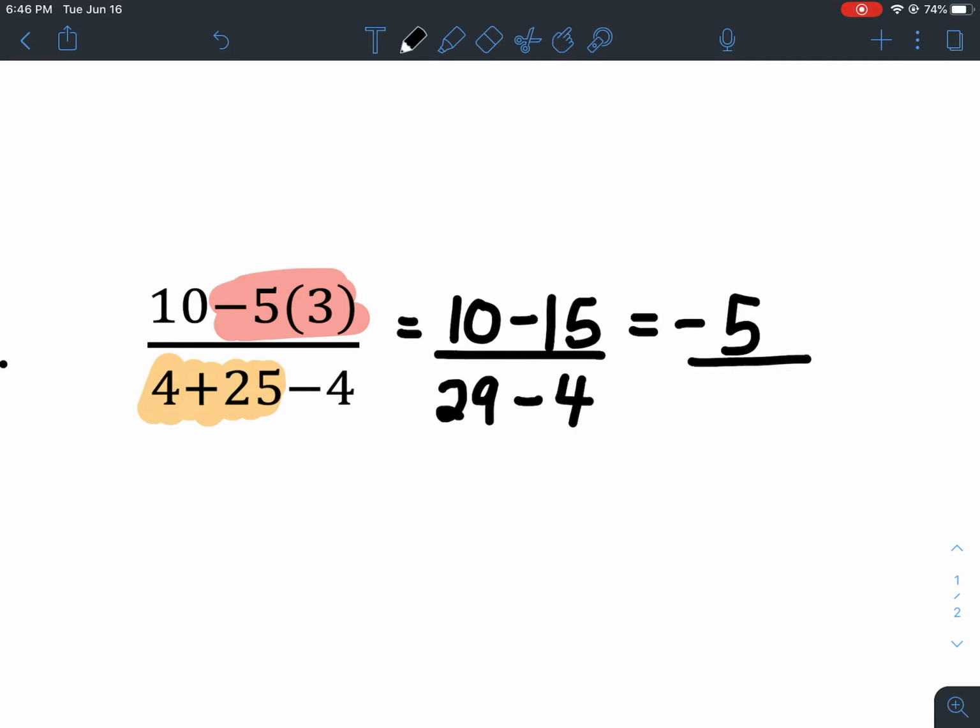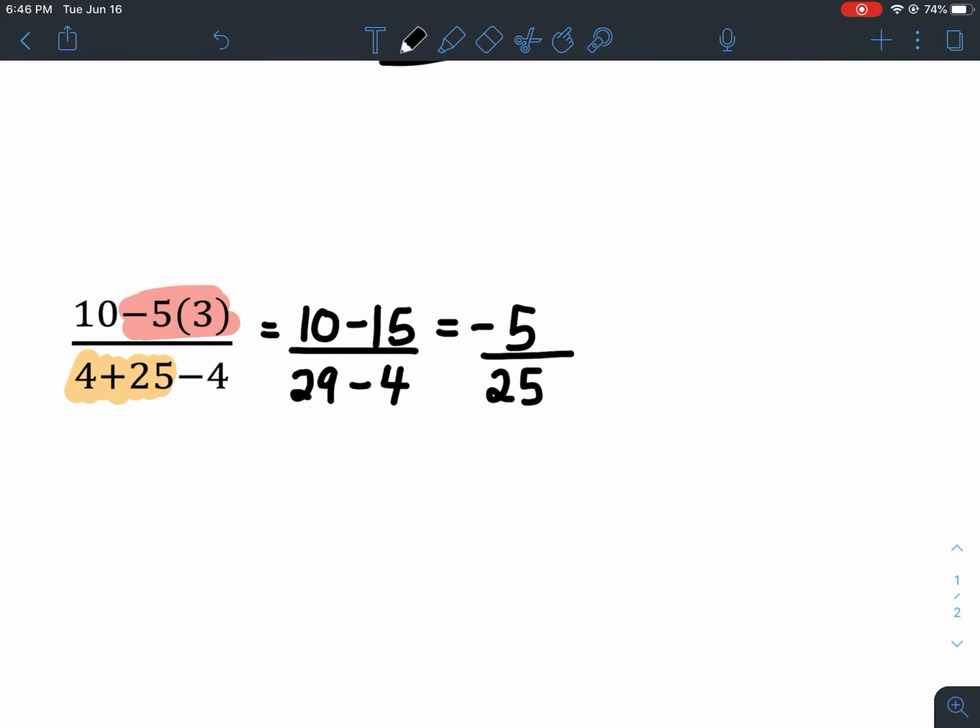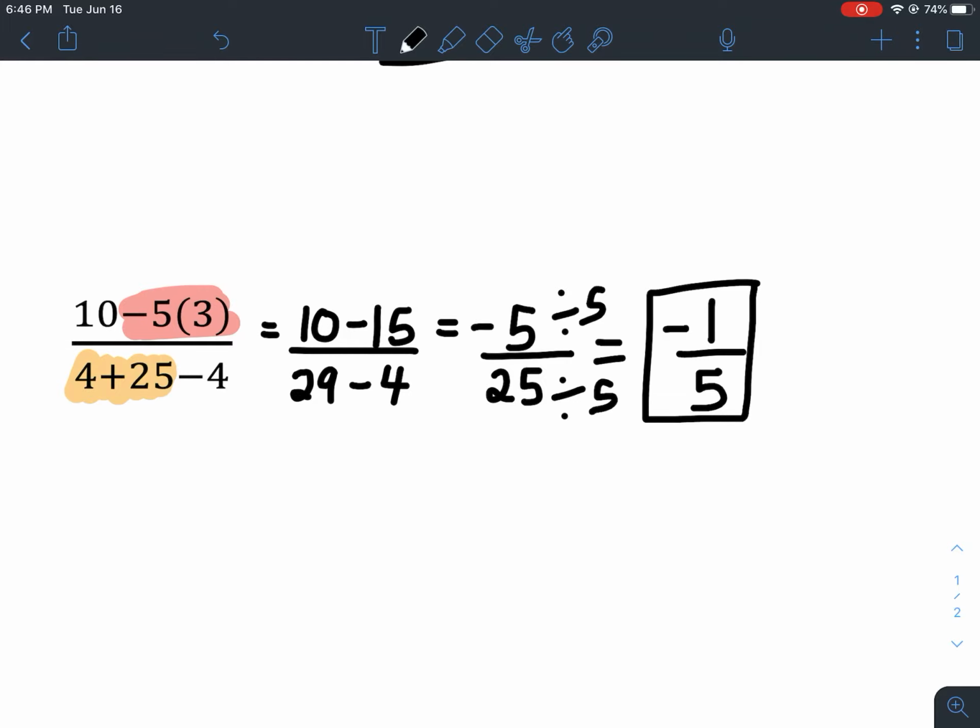29 minus 4 is 25. And then when we do negative 5 divided by 25, we don't want the decimal. We want to keep it as a fraction, but we want to reduce that fraction. The reduced fraction here, they're both divisible by 5. So negative 5 divided by 5 would be negative 1. 25 divided by 5 would be 5. Our answer is negative 1/5.